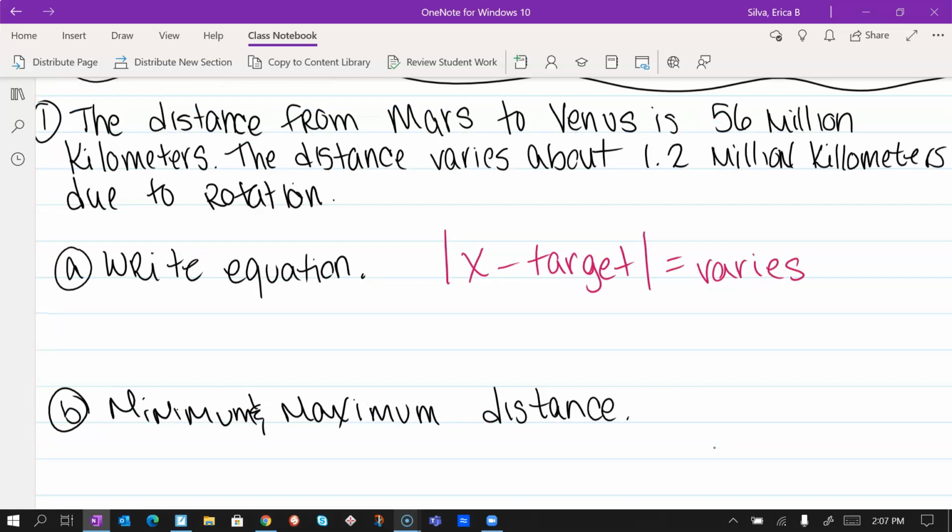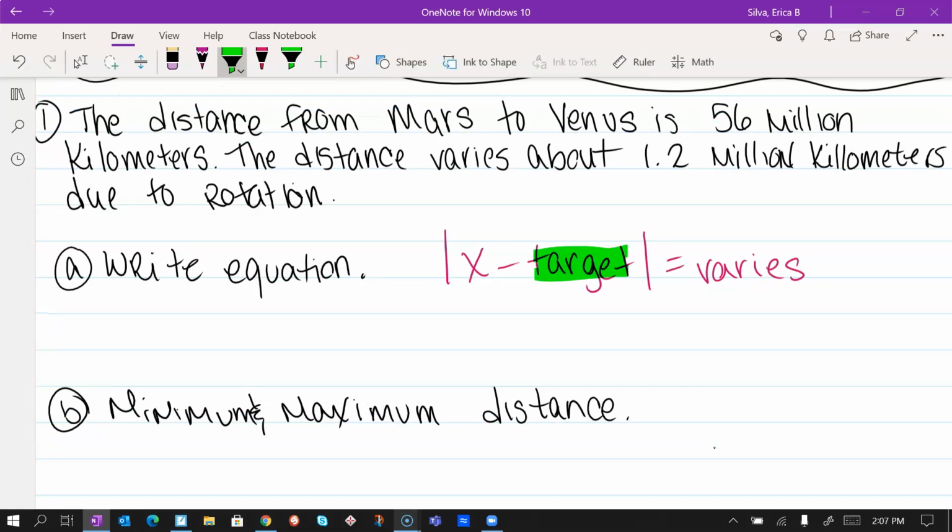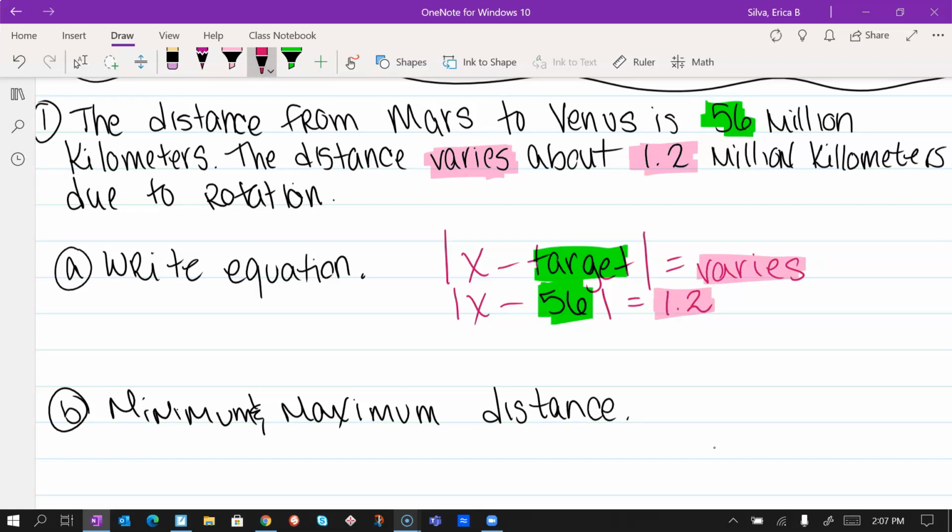Are we ready to talk about it? All right, so first we're going to look at our target amount. What is the target distance from Mars to Venus? 56. And it's 56 million, right? But we're just going to put 56. So we just need to make sure that our answer is in millions. And then what could it vary by? If we look at the word, it's looking for varies. So what could it vary about? 1.2 million. Perfect. So this will be 1.2. So that's our equation. Done.